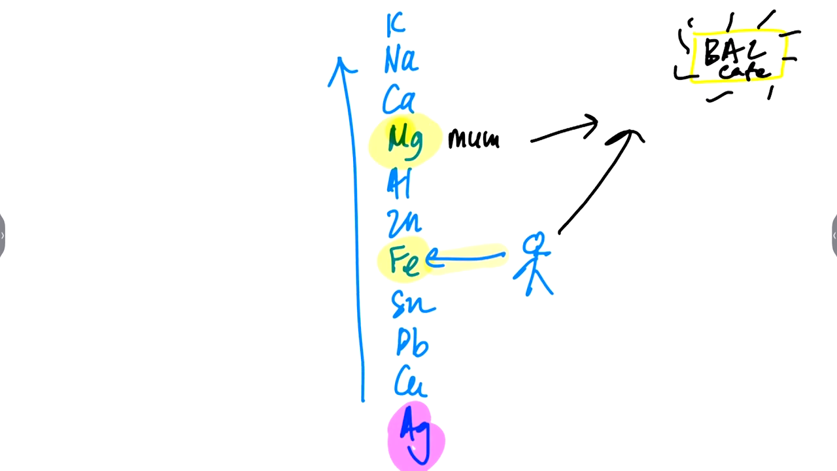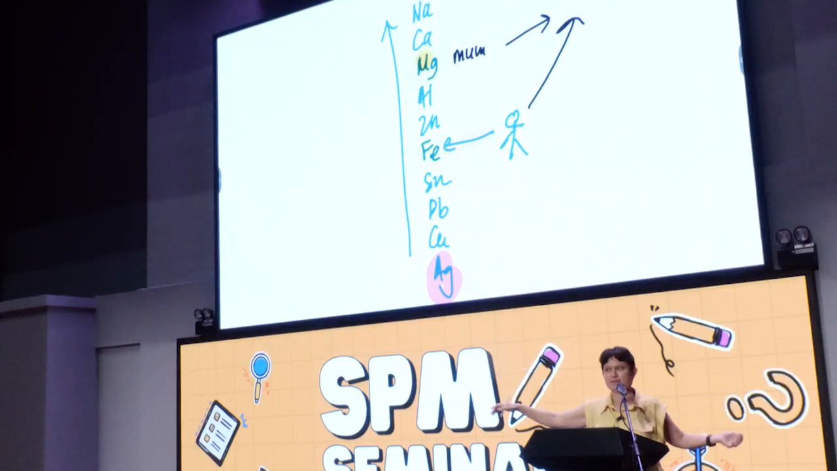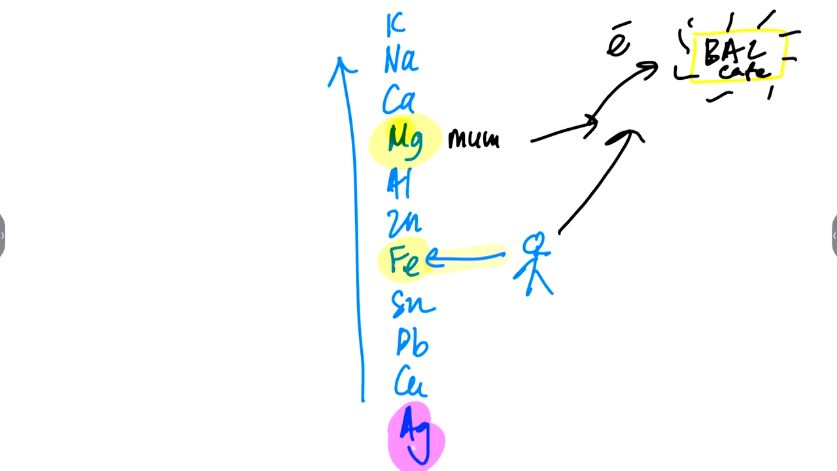Have you ever gone somewhere with your mom? Mom wants to pay and you say, no, mom, let me pay. No, right? You tell mom, can I order some more? Okay, mom says, okay, I'm going to pay. You just shut up. Okay, can I order some more? Okay, so you go with mom, mom pay. Mom pay with money, but magnesium pay with electron. Okay? The more reactive you are, the more willing are you to pay electrons.